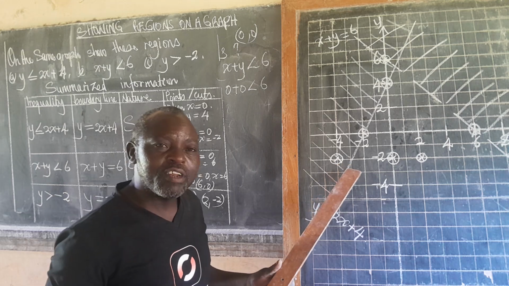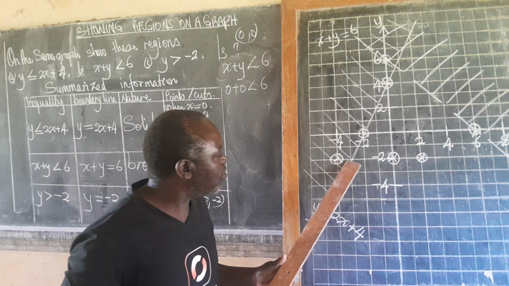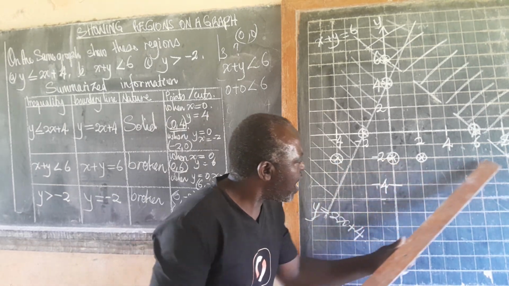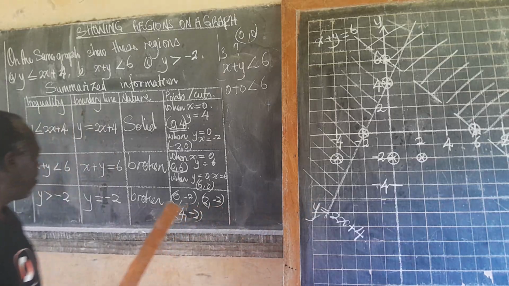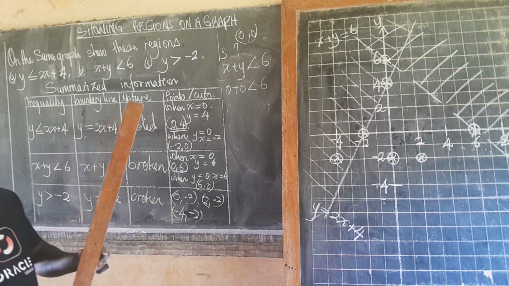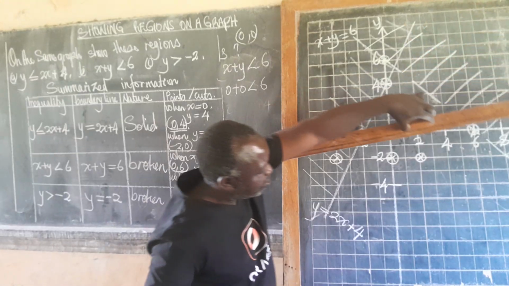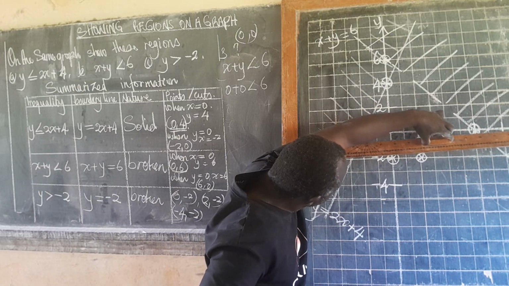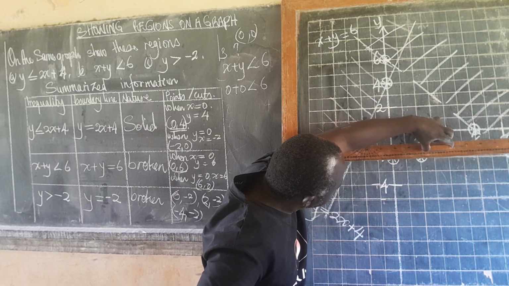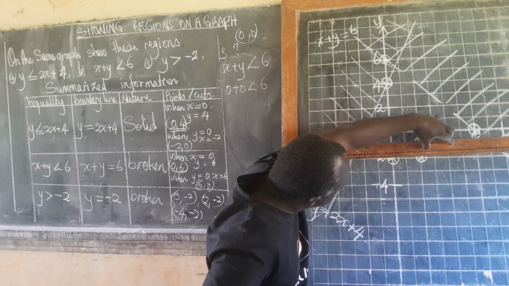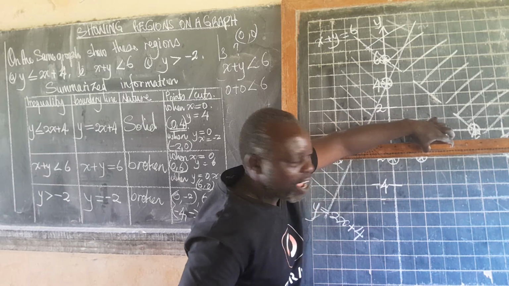Therefore, let us not hesitate. Let us join these points with a line. What's the nature of the line? It's going to be broken. So now, we do this. I see the indicator. This has been the indication that it is going this side.